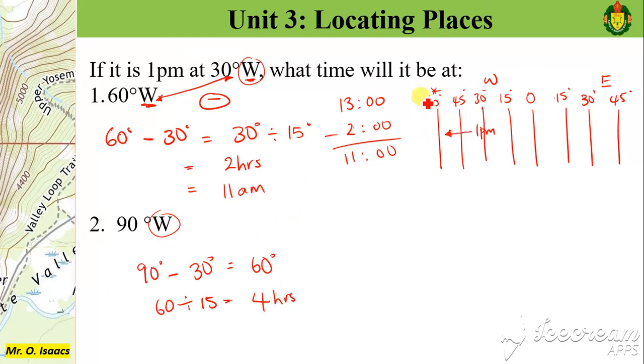Now we're going to what? 90 degrees. So we put 90 here. We're still going towards the west, so we're still going to subtract. So we subtract the hours now from that. So 1 o'clock, 13 hours, minus 4 hours. So all you do is take 4 from this. So that would be what? 9. Right? You have 13 hours minus 4. You're left with 9. So in this case, the answer would be 9 AM.